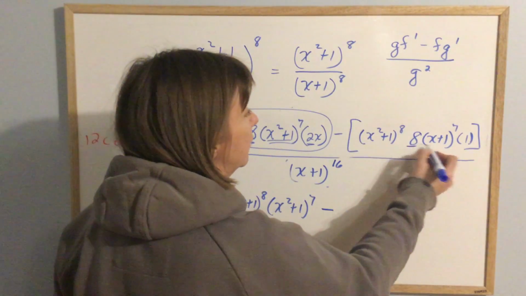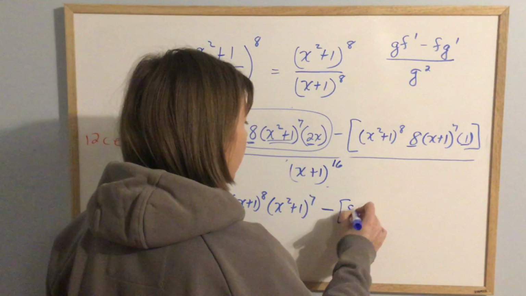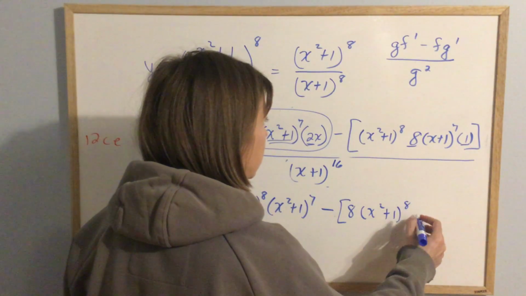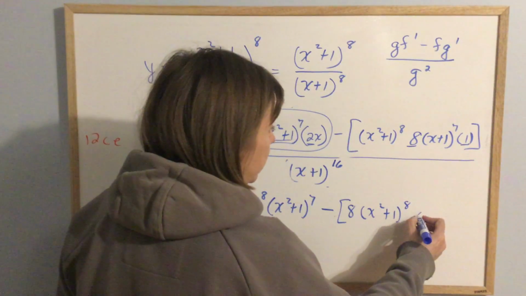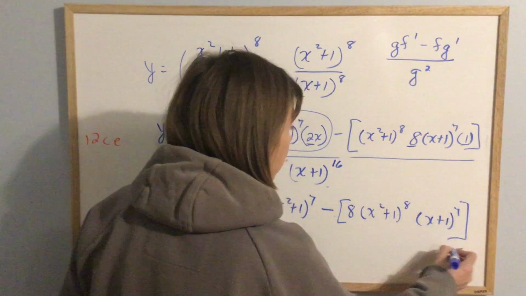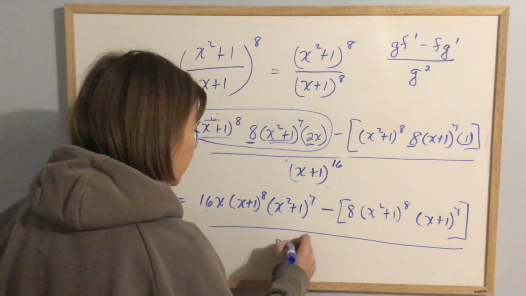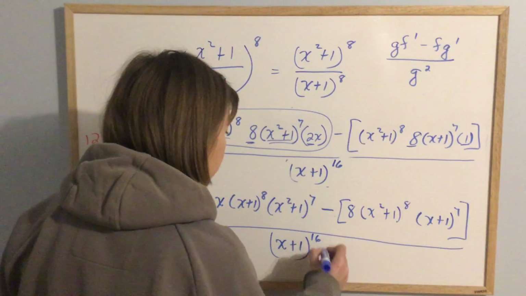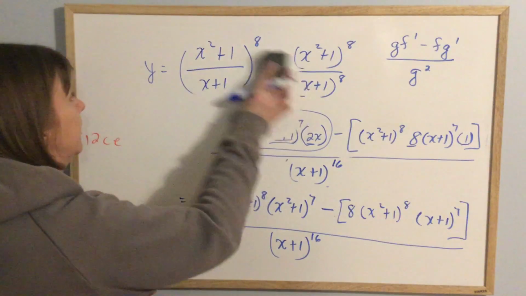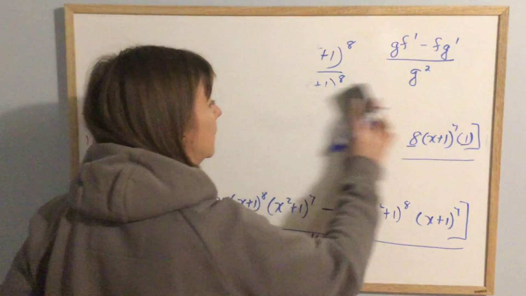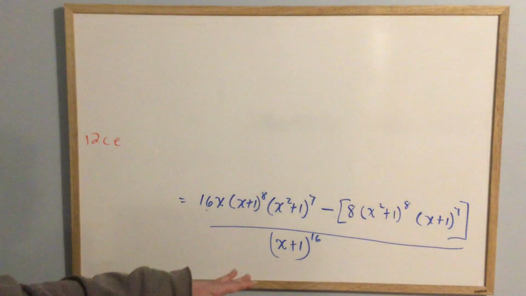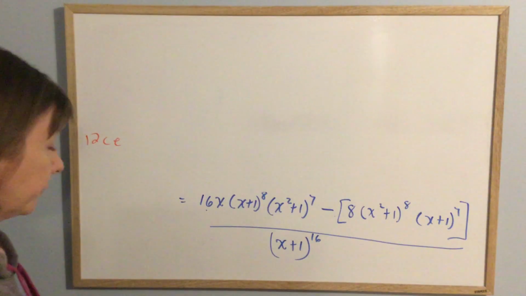Again, the only thing I really could do is 8 times 1 is 8, and I still have (x squared plus 1) to the 8th times (x plus 1) to the 7th, and that's all over (x plus 1) to the 16th. Running out of space, so I'm going to erase up here a little bit because I need to. Okay, so now I have this, and I'm trying to simplify it if I can.